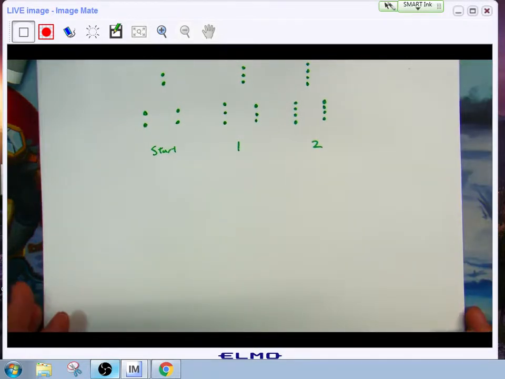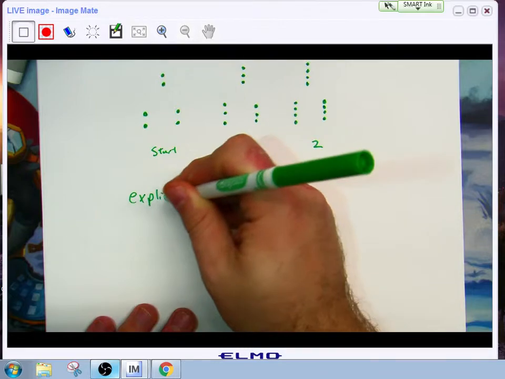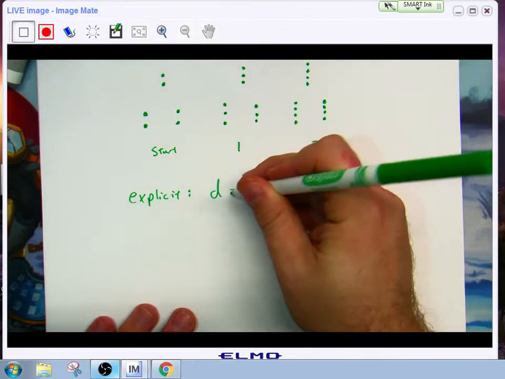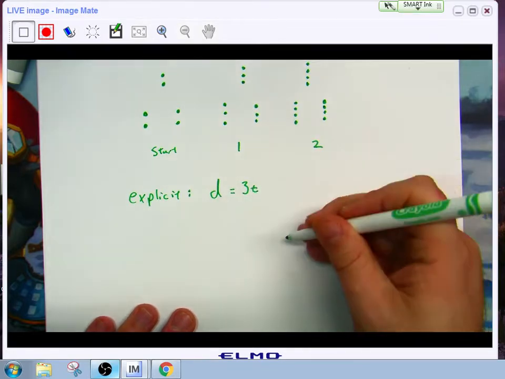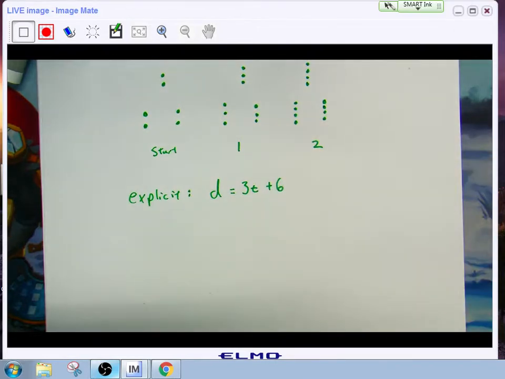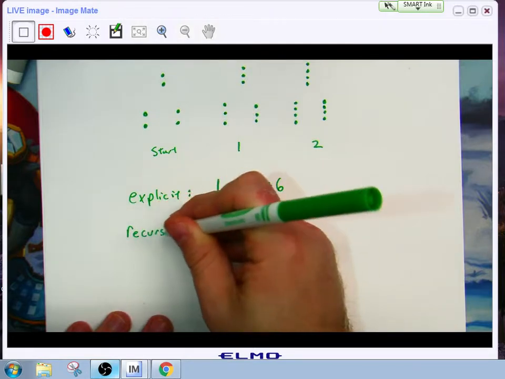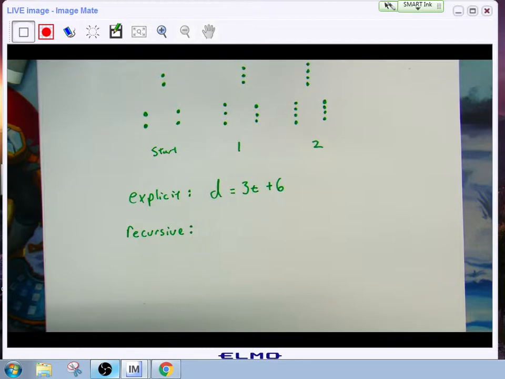So for this, we came up with the explicit formula together. The explicit formula was the number of dots equals the rate, which is 3, times our time, plus our starting amount, which was 6, right? We were able to come up with this together. How would we write this as a recursive function?